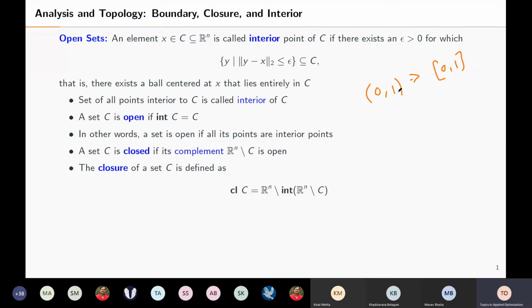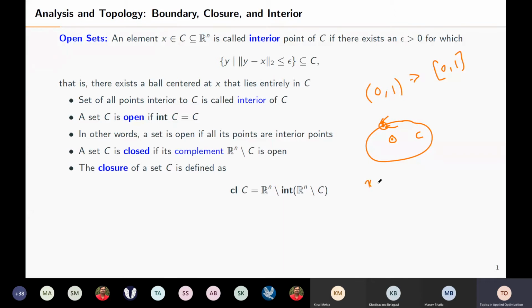And what are the boundary points? So let us say we have a set C like this. How do I define the boundary point? I have defined interior points: I can always draw a ball that's inside. Boundary points are also easy to define now. Those points are boundary points where, whenever I take any neighborhood, I always get points both from inside and some points from outside.